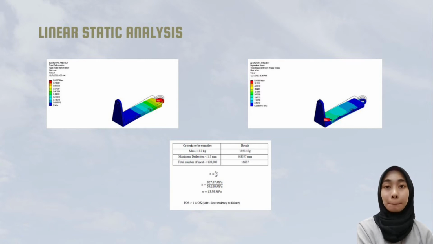The formula below shows the work to get the value of the factor of safety. The condition set for the FOS is over 2. The value of the FOS obtained is 13.98 megapascal.